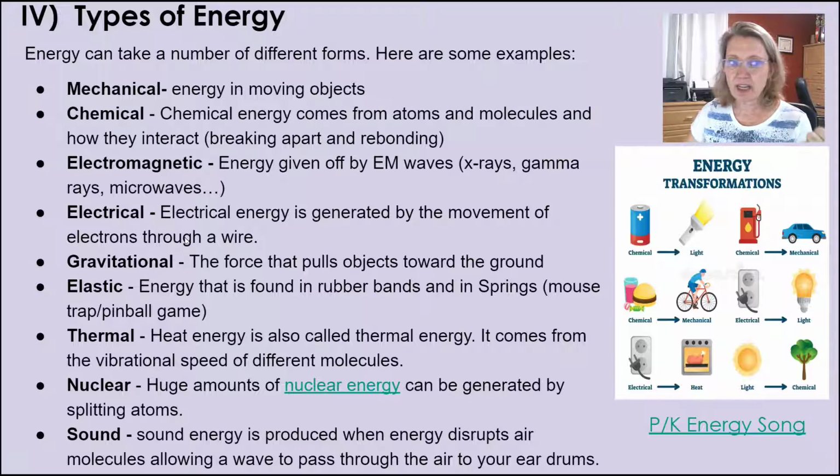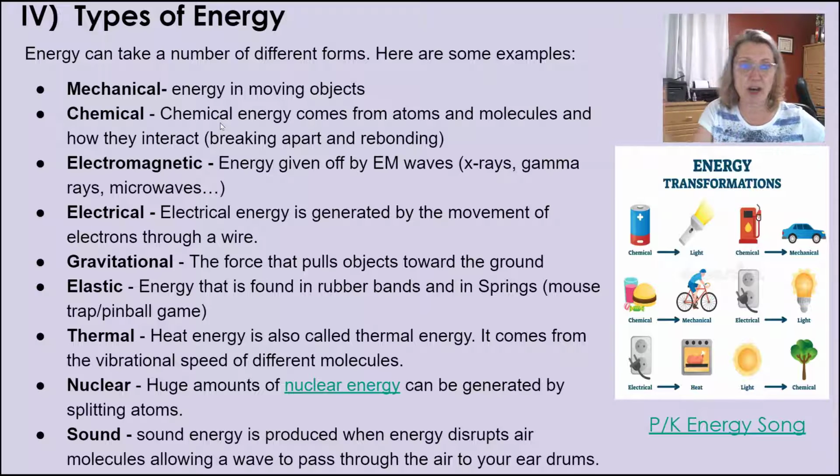Mechanical energy is just energy of something that's moving. Chemical energy is energy that comes from within atoms. When the molecules are breaking apart or rebonding together, that is a form of energy. Electromagnetic energy is any energy that comes from the electromagnetic spectrum. So that could be X-rays, gamma rays, microwaves, light waves, all that kind of stuff. Electrical energy is energy generated by the movement of electrons through a wire.